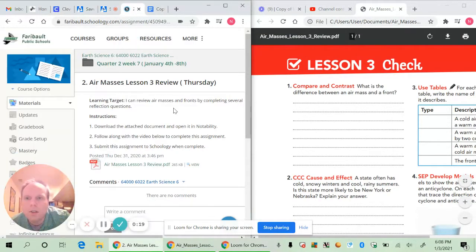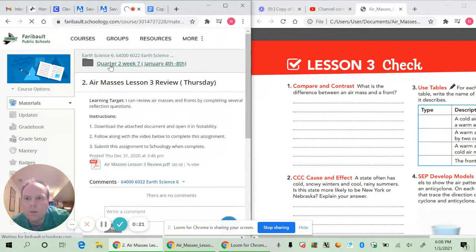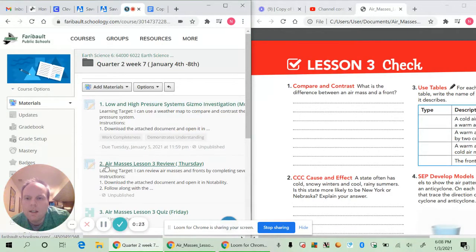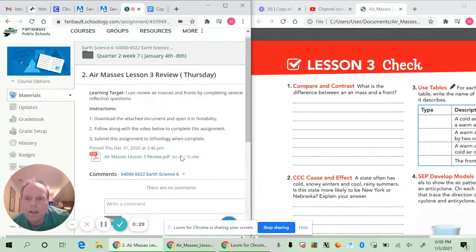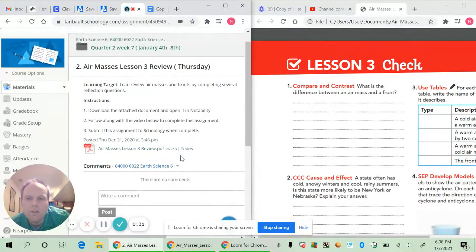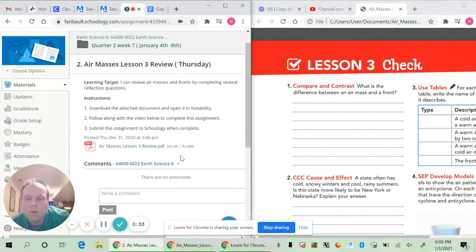So this assignment you can find in this Q2 Week 7 folder, and it's assignment number 2, Air Masses Lesson 3 review. Very similar to the last review assignment we had. You're really going to want to have either your write-in textbook with you, or you're going to want to use your eText Air Masses reading lesson that we worked on before break. And you want to start by downloading the document and then open it in Notability.